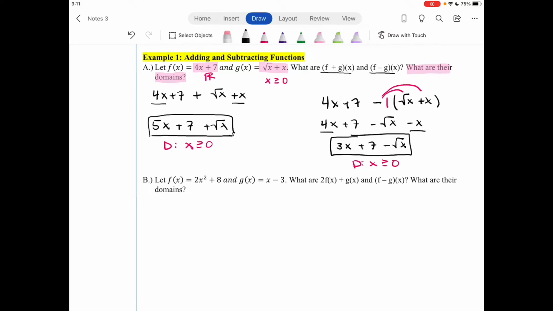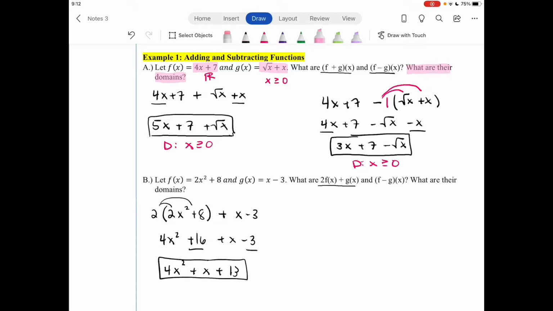In the next example, we have two new functions, but we're still going to be adding and subtracting. This time we want to know what is 2 times f of x plus g of x. That means we need to take the function f of x, which is 2x squared plus 8, and multiply that entire thing by 2. Then we're adding to it the function g of x, which is x minus 3. We want to make sure we distribute that 2 first, which becomes 4x squared plus 16 plus x minus 3. And we can combine those like terms, which are the constants, leaving us with 4x squared plus x plus 13.